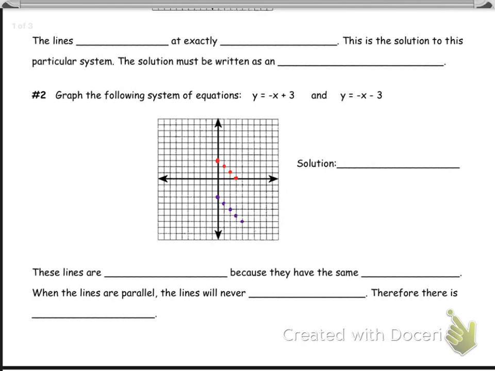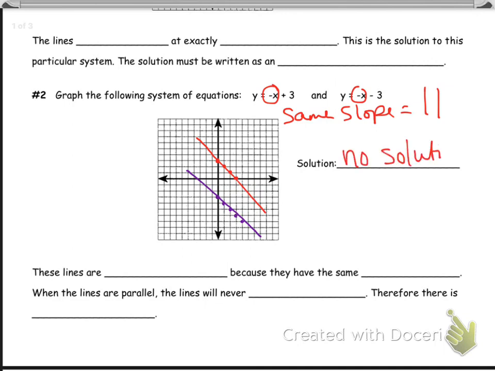So if you look, a couple of things happen. One, hopefully, you noticed that these slopes are the same. Right? So if we have the same slope, we've talked about this, that means our lines are parallel. My lines aren't super straight here, but these lines are never going to intersect. So there is no solution to this system because parallel lines never intersect, and a solution to a system is where they intersect.